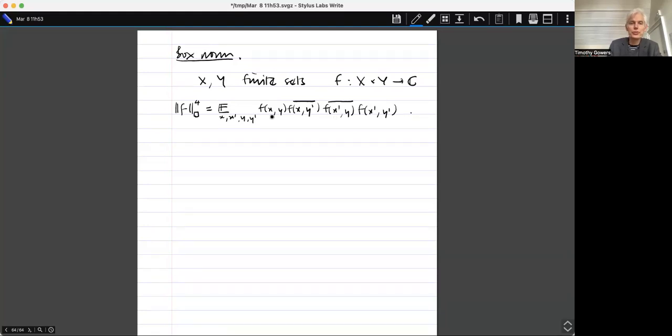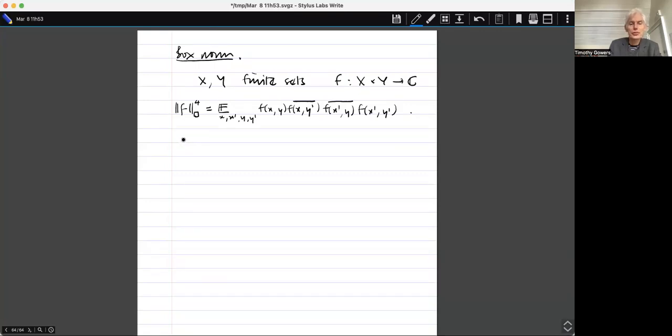The proof that this is a norm is rather similar to the proof that we used for the U2 and U3 norms. So you look at 4 different functions, you prove a kind of box Cauchy-Schwarz inequality, and from that you deduce in a straightforward way that it is a norm. But I think I'll leave that as an exercise on the next sheet.